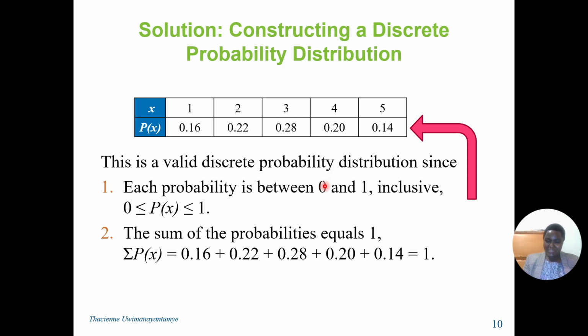All right, I hope from this example you now understand how to construct a discrete probability distribution. First, the frequencies and the sum of all the frequencies, and then the probability for each value of the variable, which is obtained by taking the frequencies divided by the total frequencies. And then you have to check if every probability is between 0 and 1, and if the sum is equal to 1.